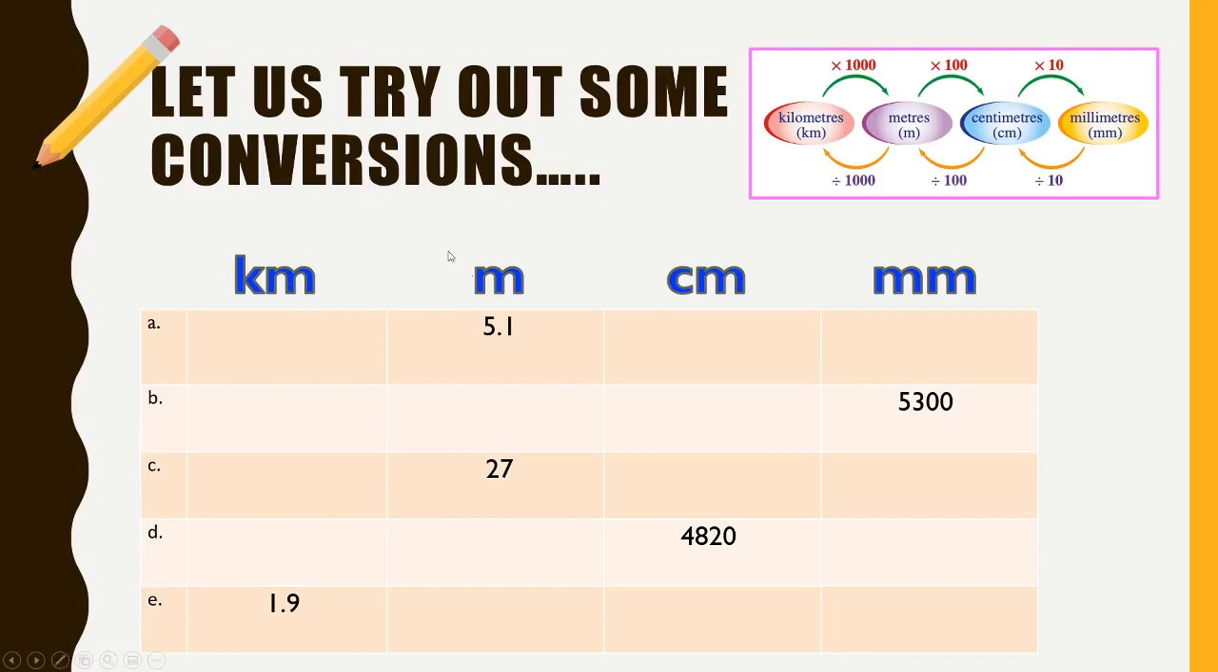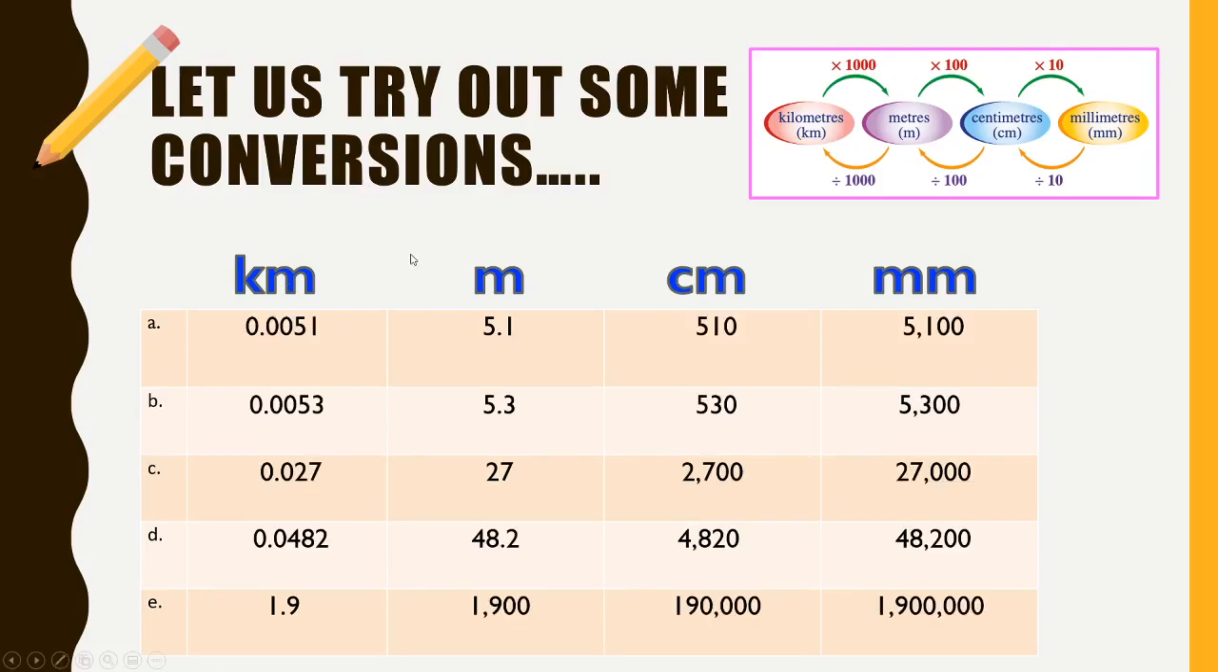So the answers for these are here. So 5.1 meters becomes 0.0051 kilometers. And what I did was I just moved that decimal point 1, 2, 3 spots because we're dividing by 1,000. We went from meters to there. 5.1 meters is 510 centimeters. Again, meters to centimeters, I times by 100. And then I went from centimeters to millimeters, I times by another 10. So we got 5,100. And that's the same for all of these questions.